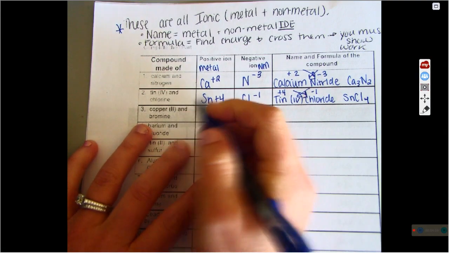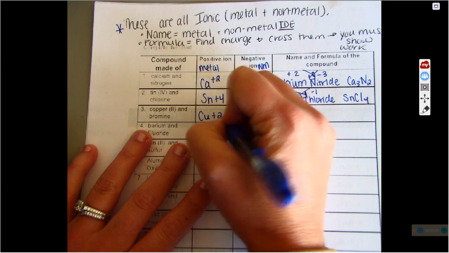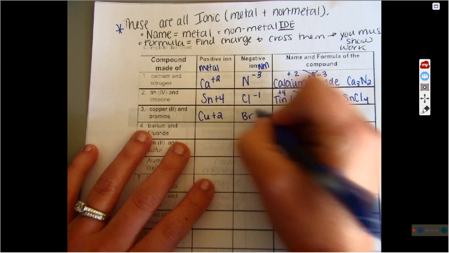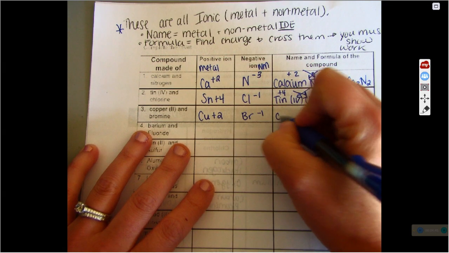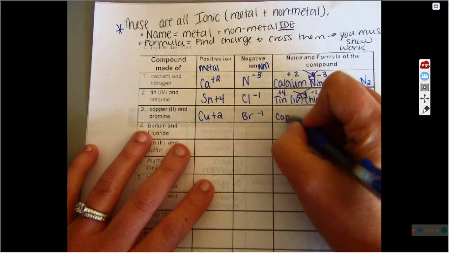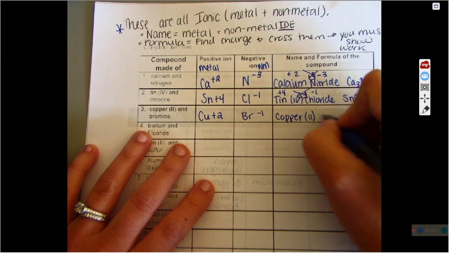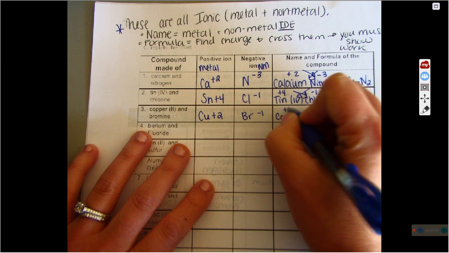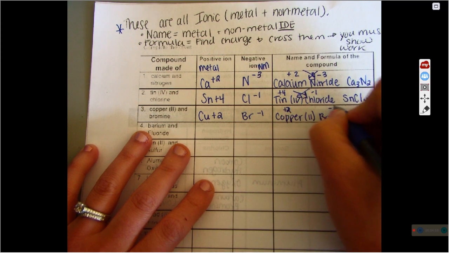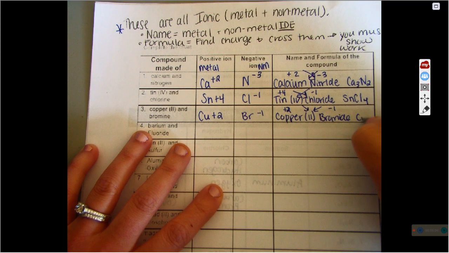Copper, 2, and bromine. So I have copper, Cu, with a positive 2 charge. Bromine, I look on the periodic table and see it's got a negative 1 charge. So I write copper, 2, and I'm only doing this because it's a transition metal, bromide, positive 2, negative 1. When I swap them, copper gets the 1, bromine gets the 2.